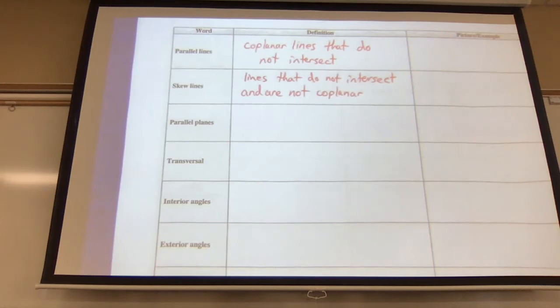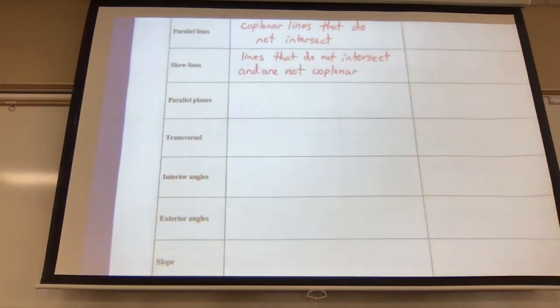So those would be skew lines. They never intersect. They're on different planes. And that one is the one that usually catches people the most. So that's the one we want to make sure we know going into that next quiz.